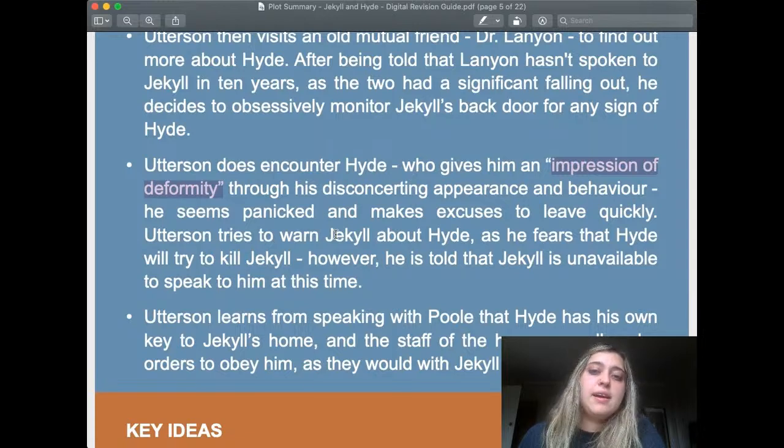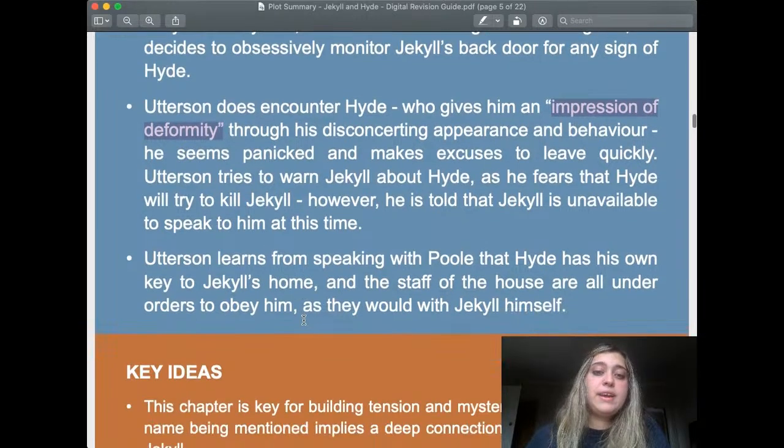So he meets Hyde. Hyde is deformed. He's pale and dwarfish. He has Satan's signature upon his face. He looks strange and unusual. He doesn't look like a typical Victorian. And he seems kind of panicked, and he tries to leave and not speak to Utterson when he encounters him. So this just escalates mystery and tension further. We get more invested in what is this story, what's going on, why are Jekyll and Lanyon not talking? What has Hyde got to do with this?